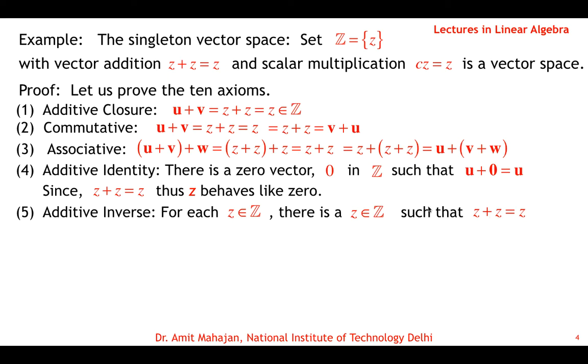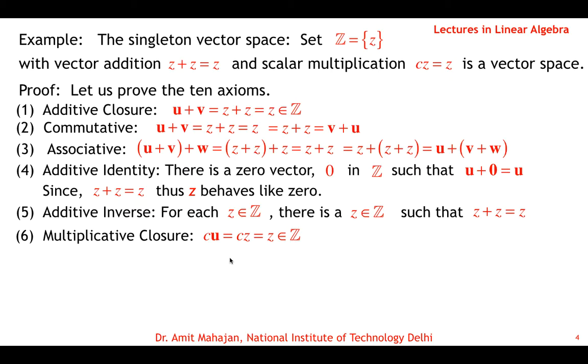The sixth property is the multiplicative closure, that if there is a vector in this set, then c times the vector is also in the set. Again, if we calculate c times u, where u is a vector of capital Z, but capital Z contains only one element z, so u has to be z, and so we get c times z. By the scalar multiplication property, c times z is defined to be z, and z belongs to capital Z. So clearly this property is satisfied, that for every vector u in capital Z, c times u is also in capital Z.